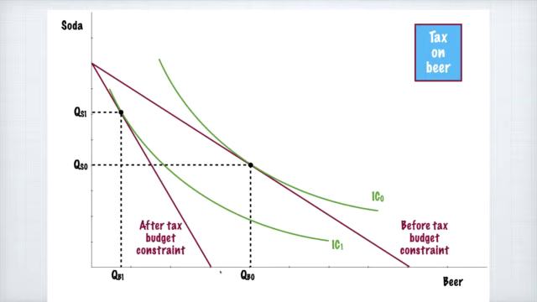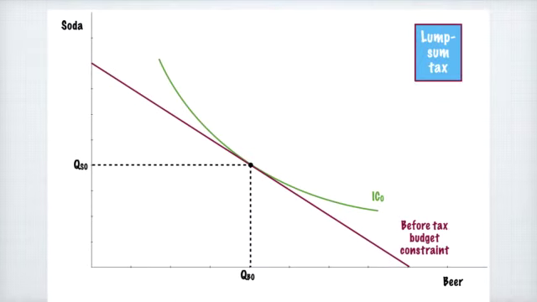So what's happening here is we're changing the price ratio of beer and soda. That's why we have a budget constraint that has a different slope. The slope of the budget constraint is the ratio of the two prices of the two commodities that we're talking about.